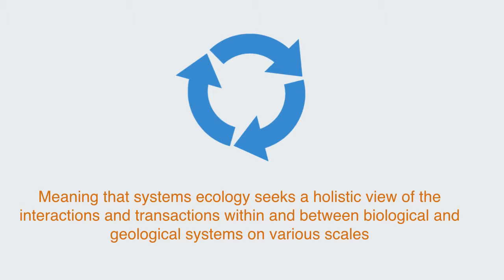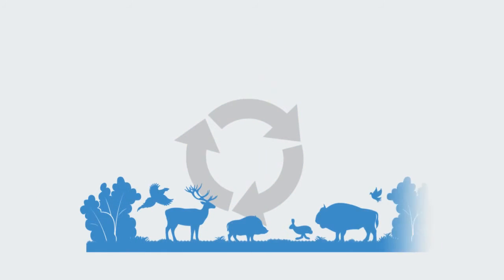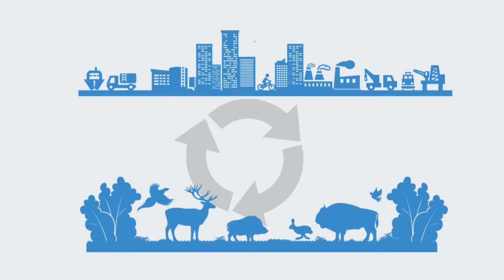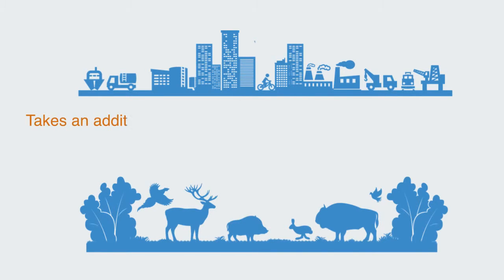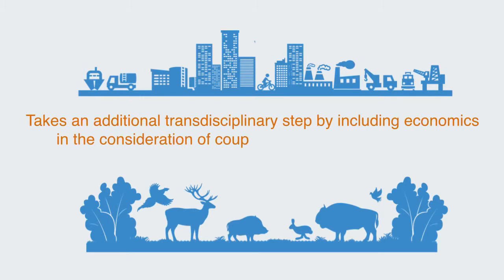With this alternative approach, it does not restrict itself simply to the study of natural biophysical processes, but systems ecology now gives equal attention to the human dimension. Whereas standard ecology sees human industrial and economic activity as largely outside of its domain, systems ecology recognizes that the function of any ecosystem can be influenced by human economies in a fundamental way, and that human industrial economic activity is a fundamental part of ecosystems around the world today. It has therefore taken an additional transdisciplinary step by including economics in the consideration of coupled socio-ecological systems.